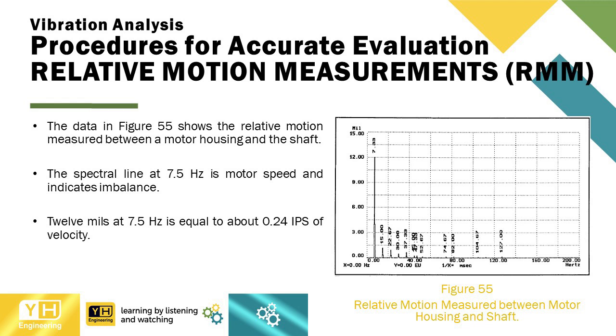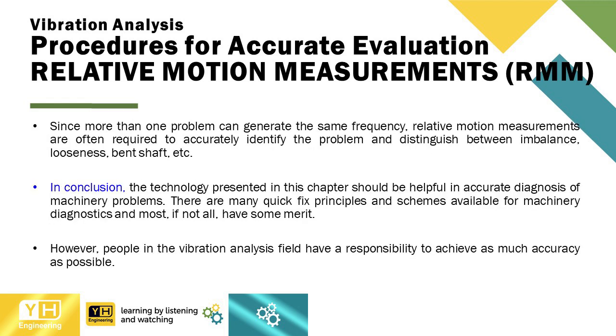The data in Figure 55 shows the relative motion measured between a motor housing and the shaft. The spectral line at 7.5 Hz is motor speed and indicates imbalance. 12 mils at 7.5 Hz is equal to about 0.24 inch per second of velocity. Since more than one problem can generate the same frequency, relative motion measurements are often required to accurately identify the problem and distinguish between imbalance, looseness, bent shaft, etc.